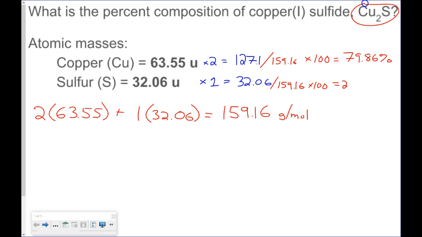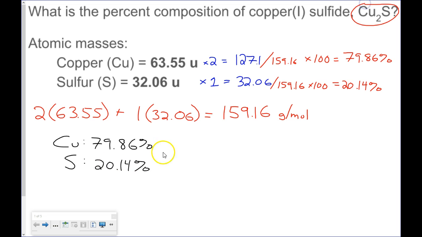Sulfur, same idea there. I'm going to divide by the same number, multiply by 100, and I'm going to get 20.14%. Ideally, when you're doing a percent composition, these numbers here should add up to 100%. Whenever you're doing composition, they should always add up to 100%, and these ones do.